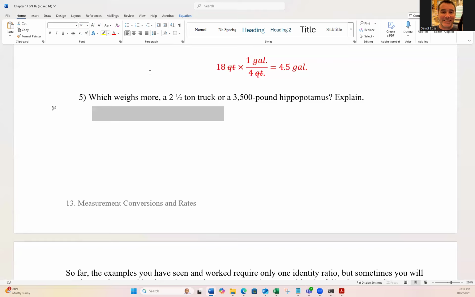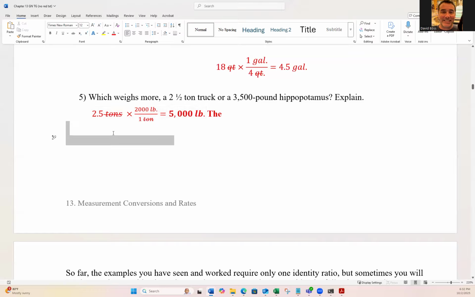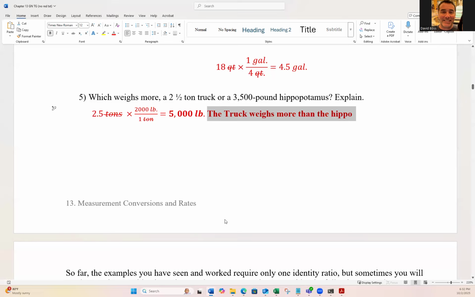All right, so we set this up. 2,000 pounds over 1 ton. That way tons cancels out. So we have 2.5 times 2,000 pounds divided by 1, which equals 5,000 pounds, which is more than a hippopotamus. So the truck weighs more. The truck weighs 5,000 pounds. The hippo weighs 3,500 pounds.